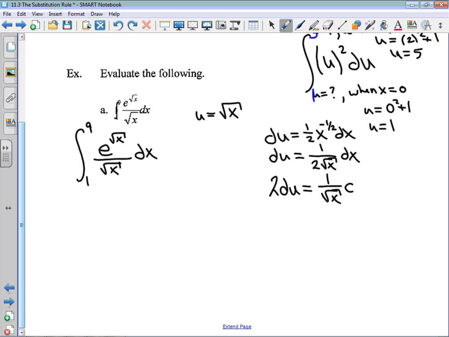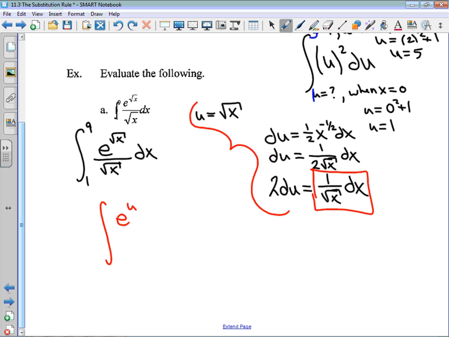And the reason that I have to do that is that with these expressions, I can rewrite my integral. I'm going to leave the upper and lower bound off for now. I'm going to say that this is the integral of e to the power of u, and then this entire 1 over root x dx becomes 2 du.